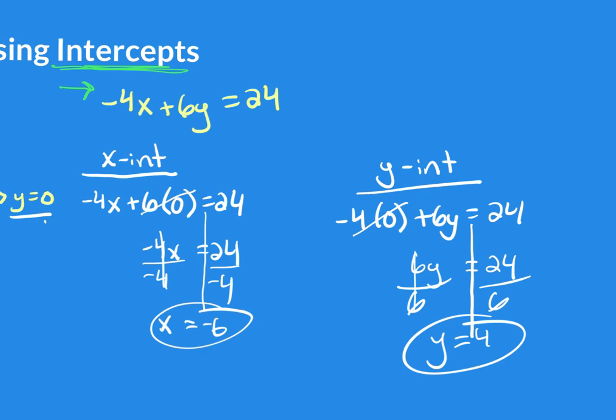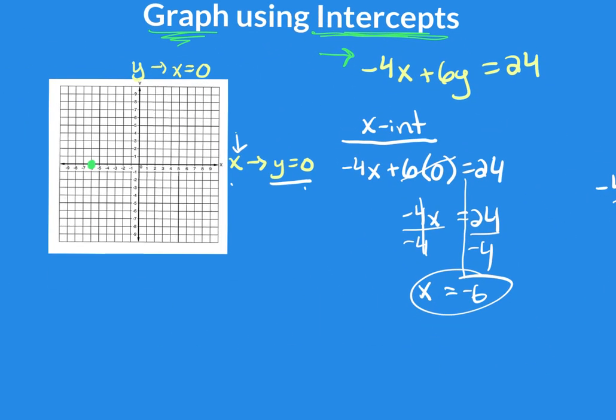All right, so y equals 4. That's 4 on the y-axis. So find 4 on the y-axis. We have 2 dots, connect them. We have now graphed this function, -4x plus 6y equals 24, using intercepts.